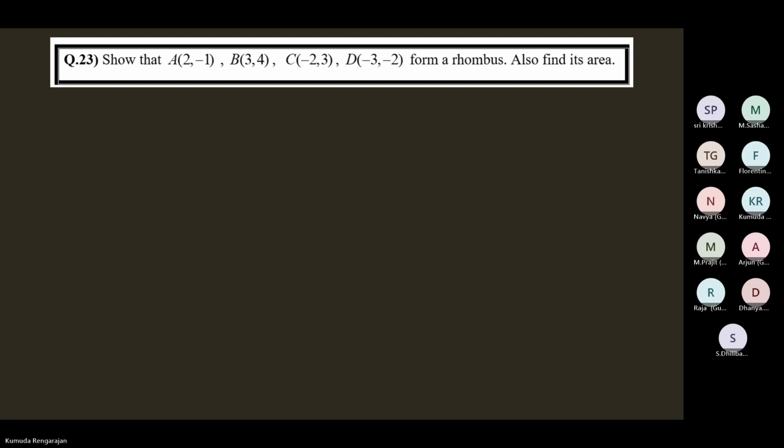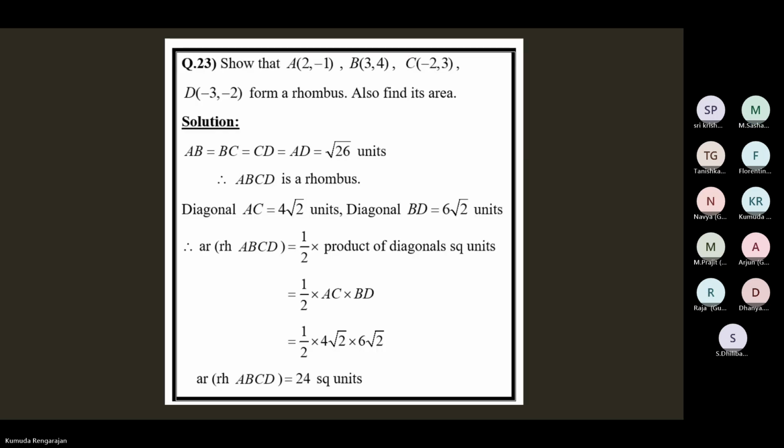Rhombus. For this one, I have all the sides equal to root 26 units and the diagonals 4 root 2 and 6 root 2. Area is half into product of diagonals, 24.